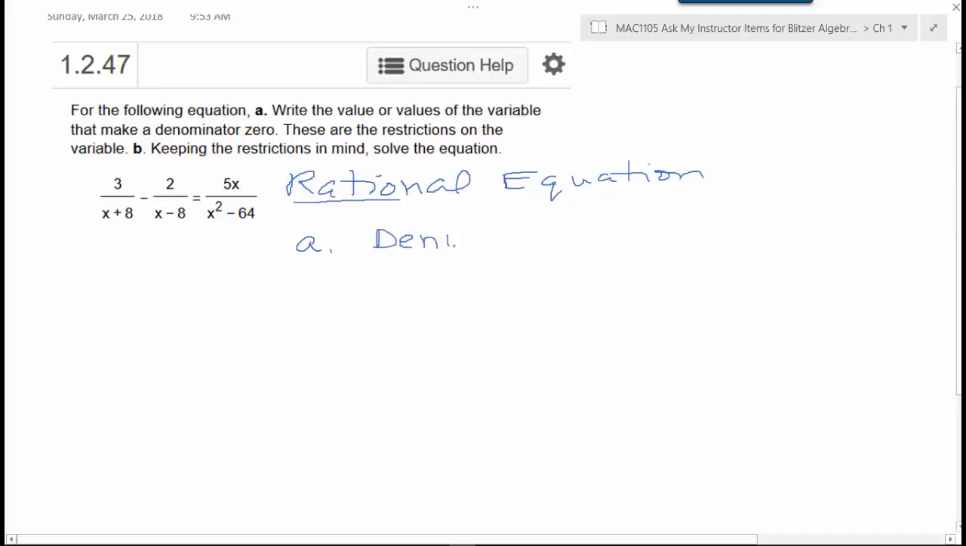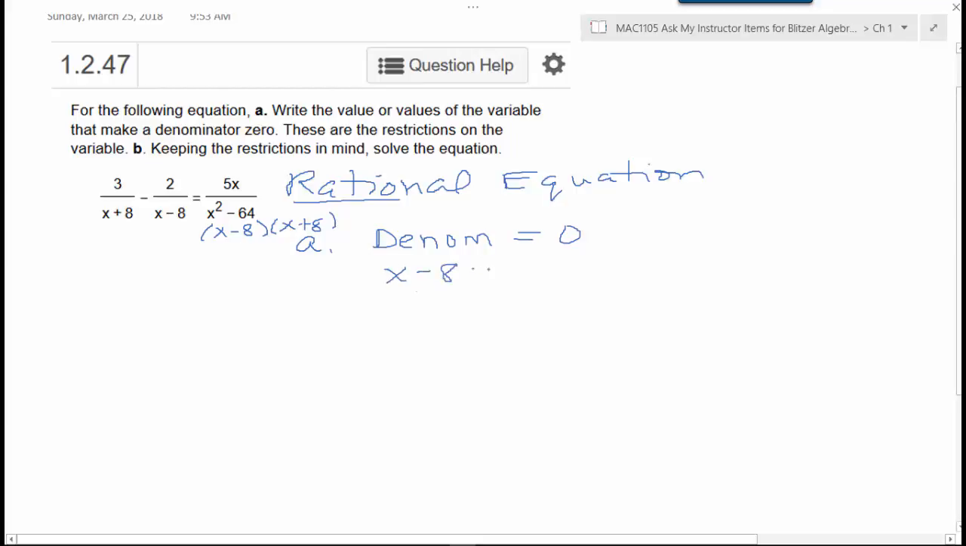So if you set each denominator equal to 0, you're going to find any values that would cause the expressions to be undefined. Now, it's easiest to do this when everything's in factored form, so I'm going to go ahead and factor this difference of squares here into x minus 8, x plus 8. Notice that in these three denominators, we really only have two different factors that are not allowed to be 0.